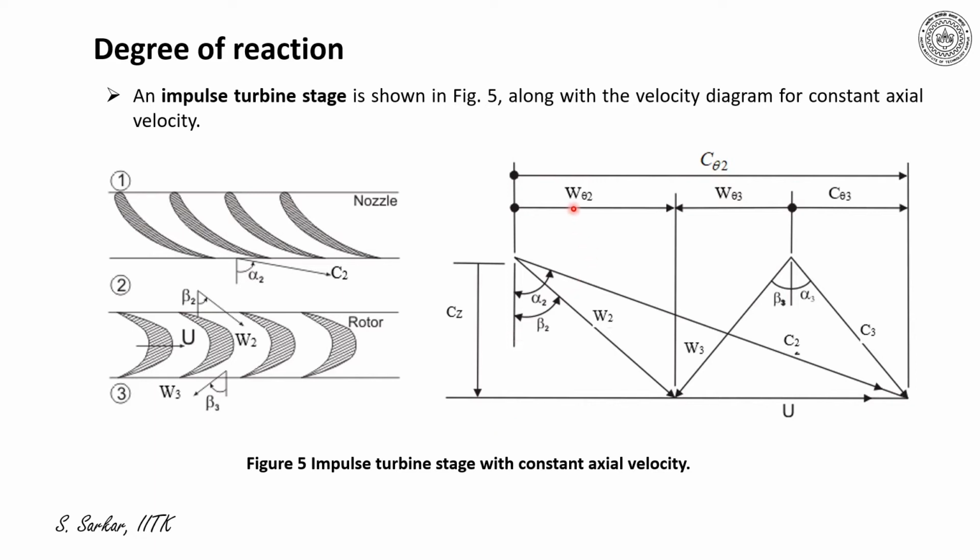Note that W theta 2, C theta 2 and C theta 3 all are in the direction of U and are considered positive, but W theta 3 is in the opposite direction of U and hence would be considered negative. Hence, with this, I have explained the velocity triangle of an impulse turbine, where the characteristics to be noted are that W2 and W3 are equal in magnitude, and thus beta 2 and beta 3. C2 will be high in magnitude, since the entire pressure drop occurs in the nozzle and there will be no pressure drop occurring in the rotor.